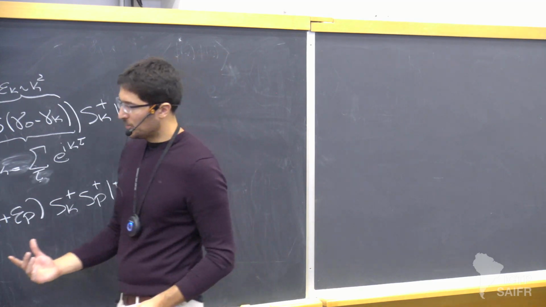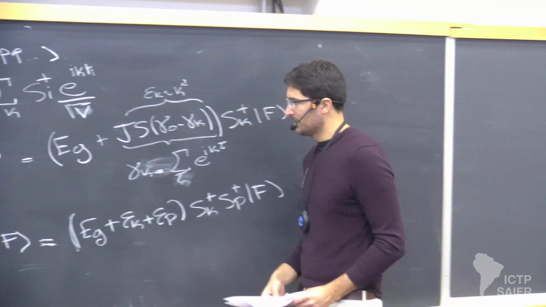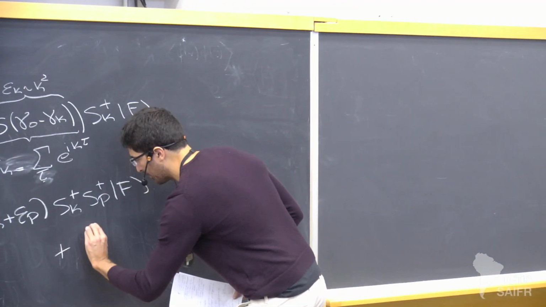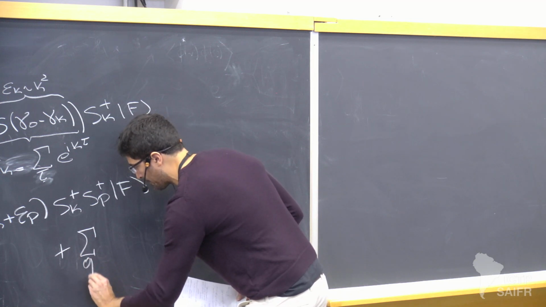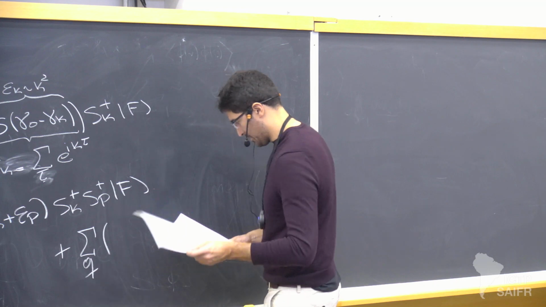So the naive expectation is that this is also an eigenstate of the Hamiltonian, but in reality that's not the case. If you do the calculation carefully, you will find that in addition there would be an interaction term between spin waves, which is the same gamma. Let me look it up.